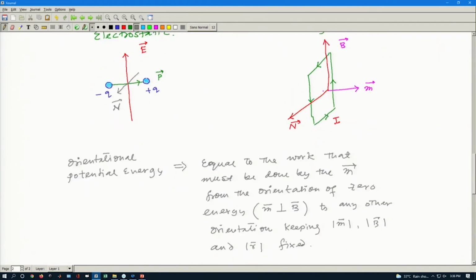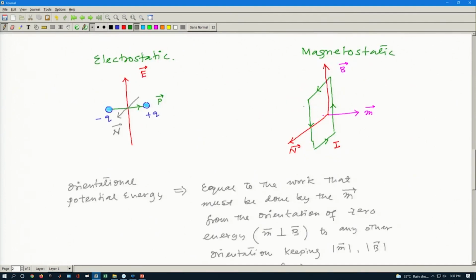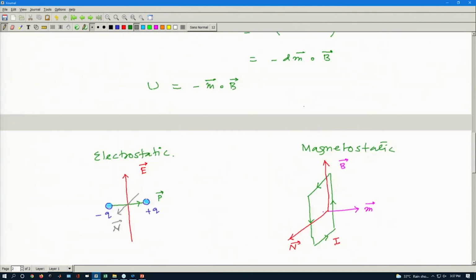With respect to electrostatics it is slightly different, because in electrostatics the potential energy in general appears as the total work that must be done to bring the dipole from infinity. Here we are not doing that kind of thing, rather we just orient this dipole against this torque N and make an orientational potential energy.